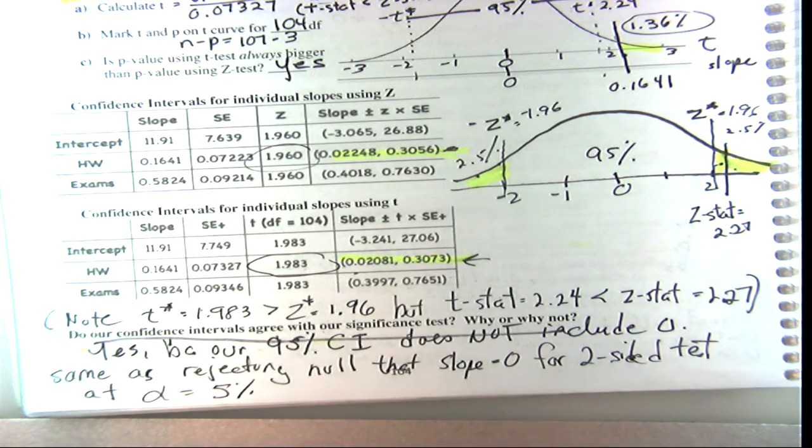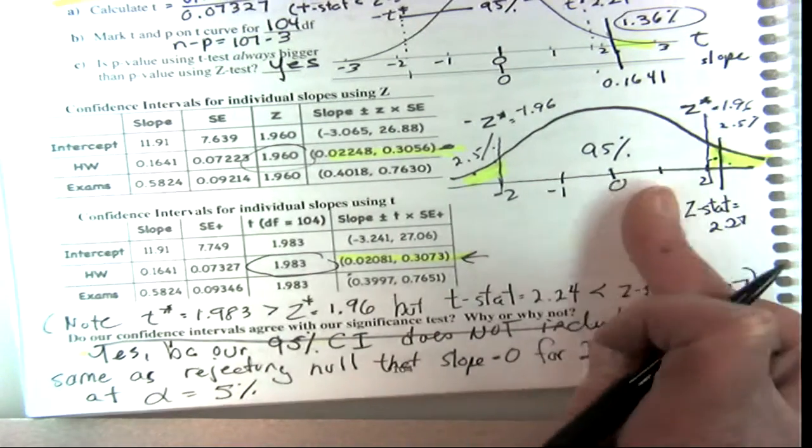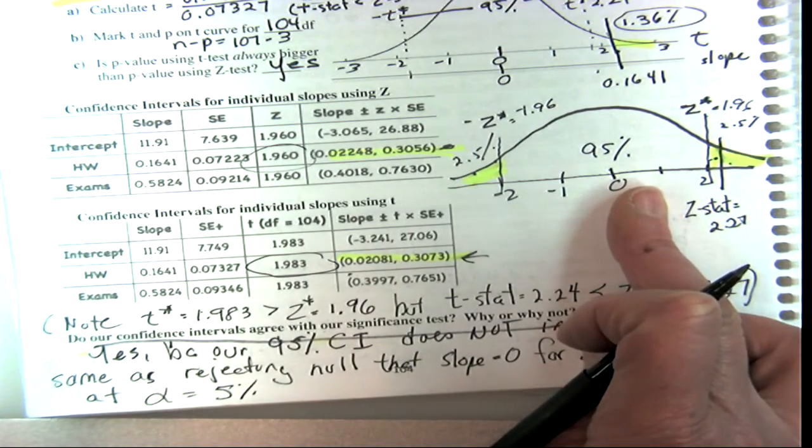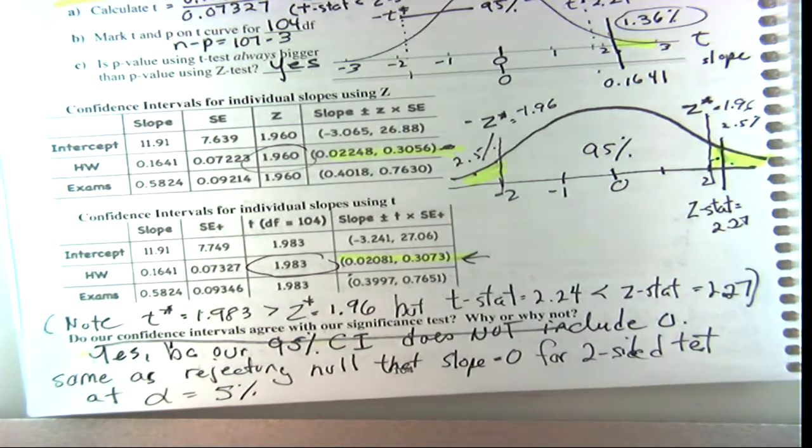If it includes 0, that means that we're really closer to 0. We can't reject the null. We could have a 0 slope. That's all it means. Okay?